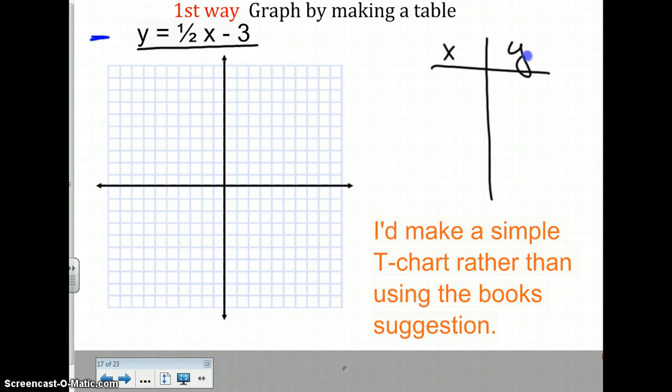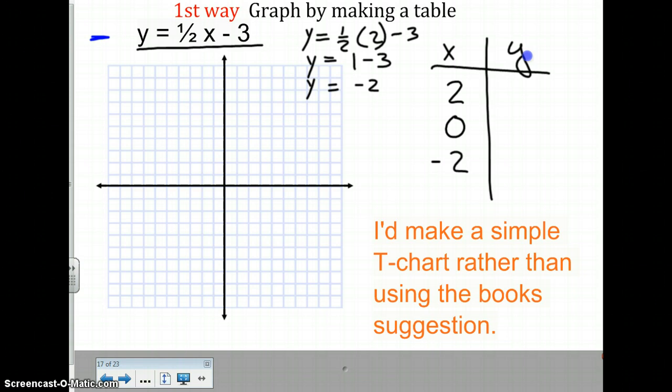So I'm using the equation y equals 1/2 x minus 3, and I'm going to select x values. Because I'm using a half, I'm going to use multiples of 2 so that it's easy to work with. So I might use 2, I might use 0, and -2. So on the first equation, when I put 2 in, y equals 1/2 times 2 minus 3. That's going to give us y equals 1 minus 3, and y equals -2. So the first point we have is the ordered pair, 2, -2.